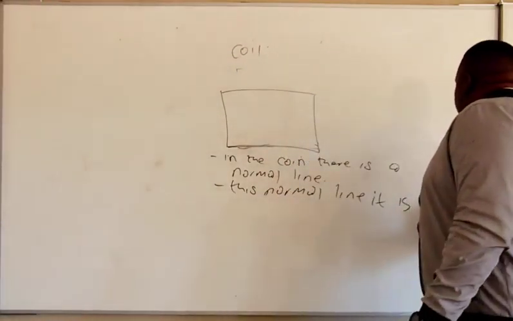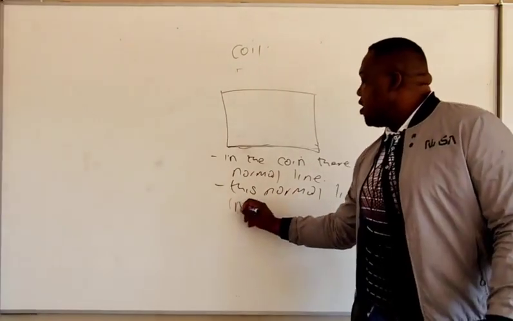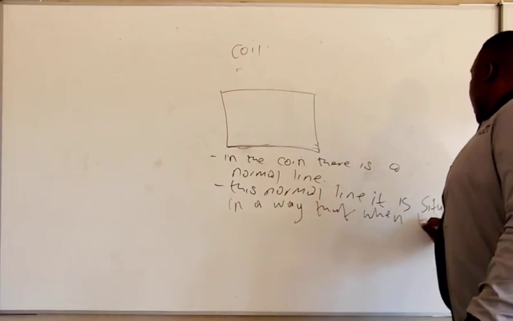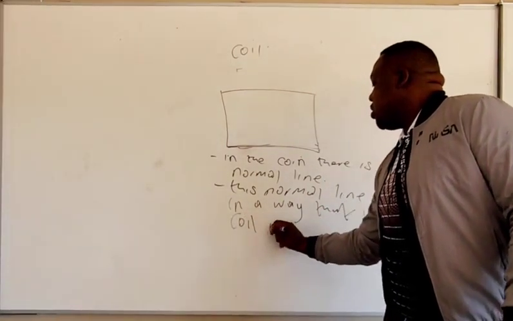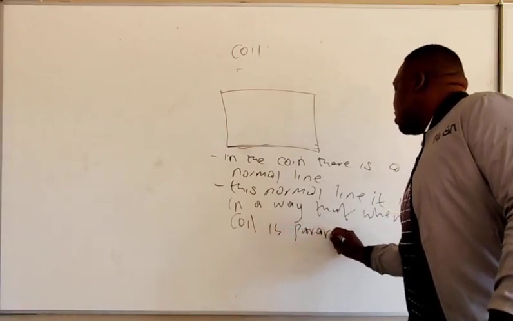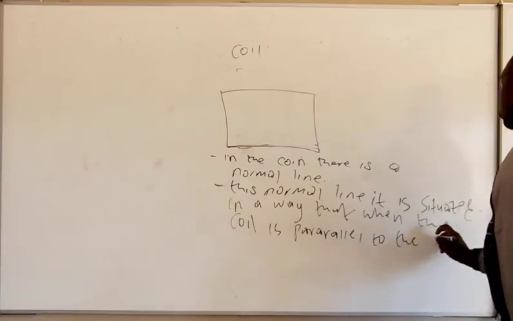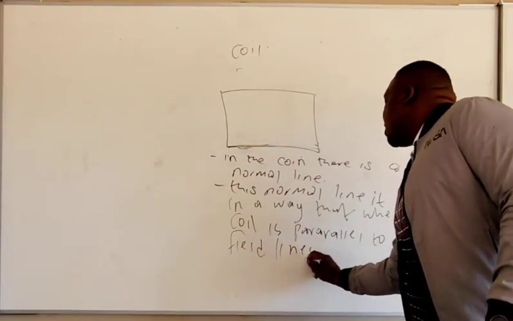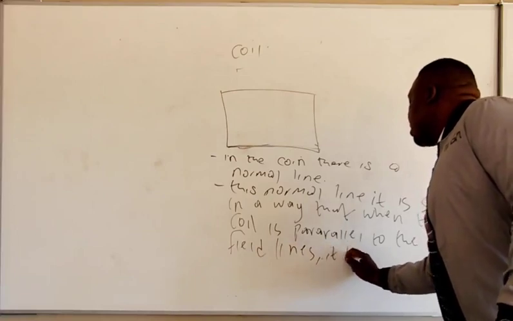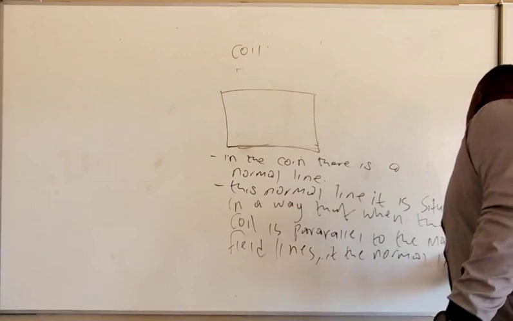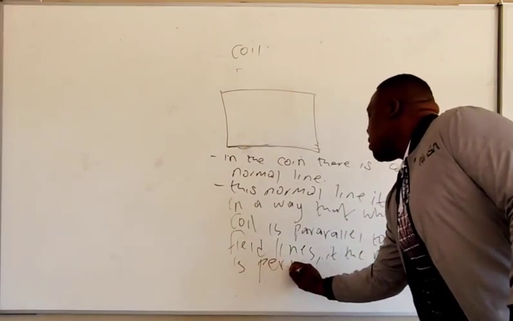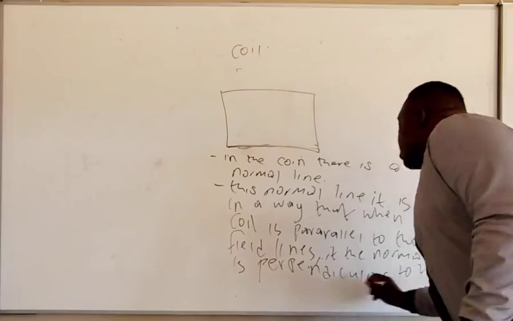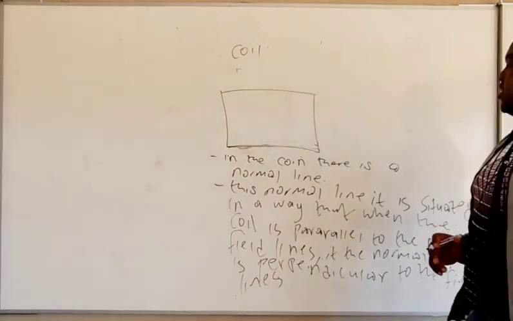It is situated in a way that when the coil is parallel to the magnetic field lines, then the normal line is perpendicular to the field lines. I hope you can still see that.